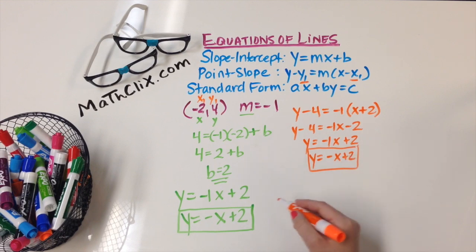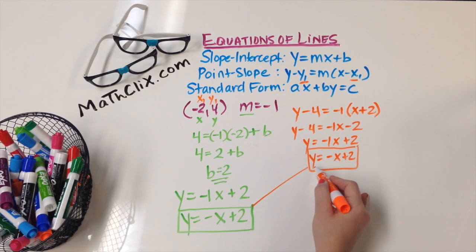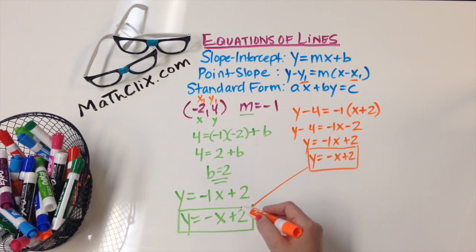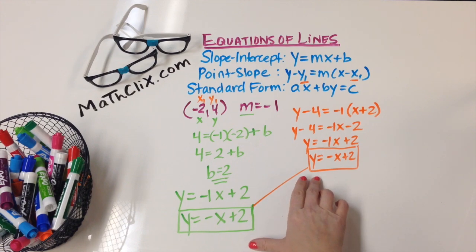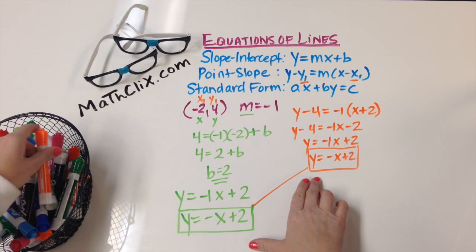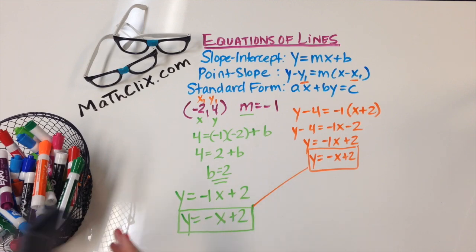So you can see that whether you use the point-slope form or you can use the slope-intercept form, either way you can get the equation of the line, and it comes out to be the same thing as long as the procedures are done correctly.